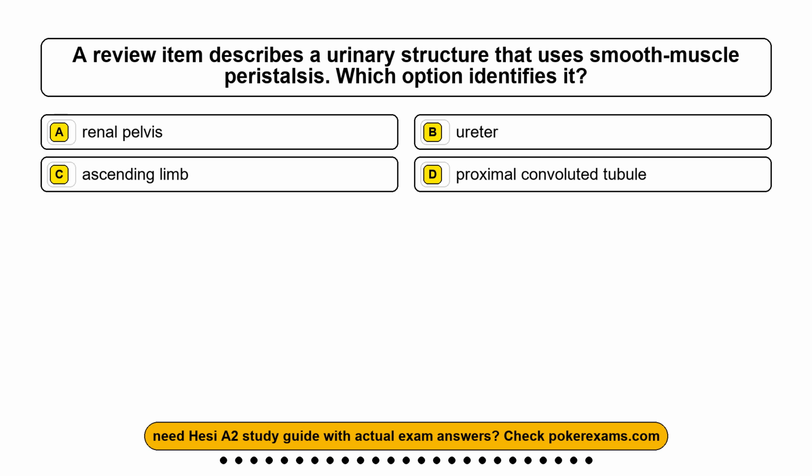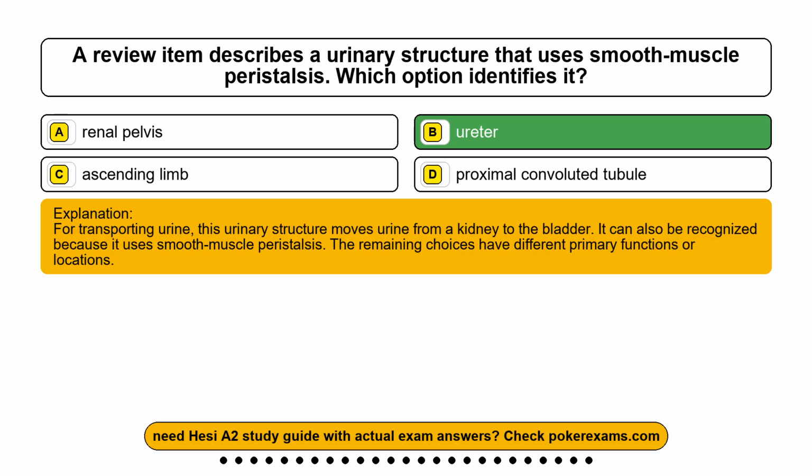Question 2. A review item describes a urinary structure that uses smooth-muscle peristalsis. Which option identifies it? Option A, renal pelvis. Option B, ureter. Option C, the ascending limb. Option D, a proximal convoluted tubule. The correct answer is option B, ureter.